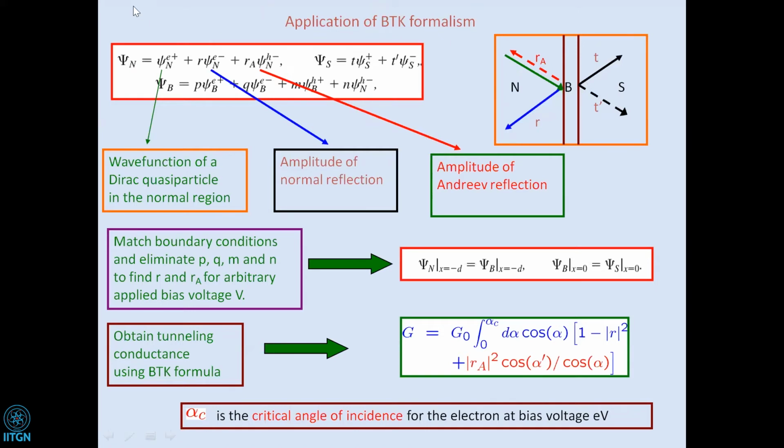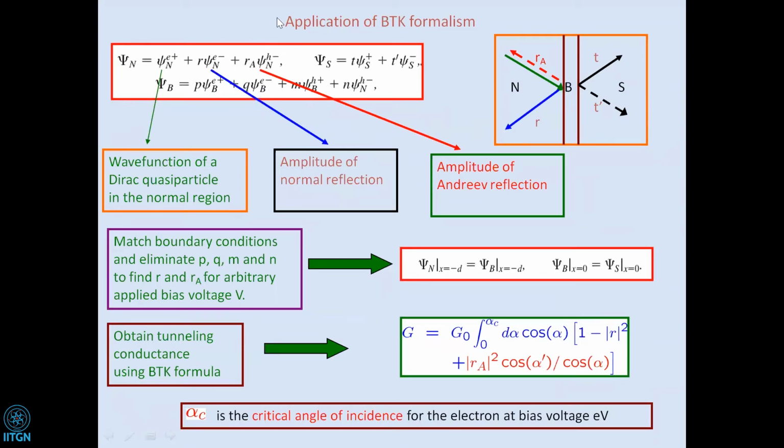Okay, so the electron wave function, that is the quasi-particle wave function in region 1, has an incident electron, which is psi e plus, a reflected electron, which is psi e minus, because it moves in the other direction, and then an oppositely moving hole. Okay, and that's because there is a superconductor on the other side, and the hole may come out because of this Andreev process. So the amplitude of this reflection is called R, and the amplitude of this Andreev reflection is called RA.